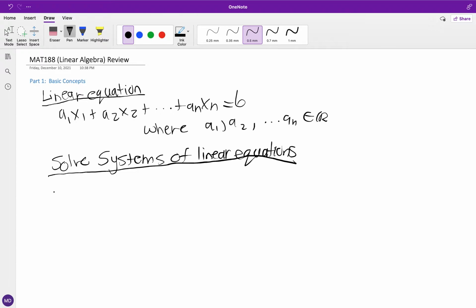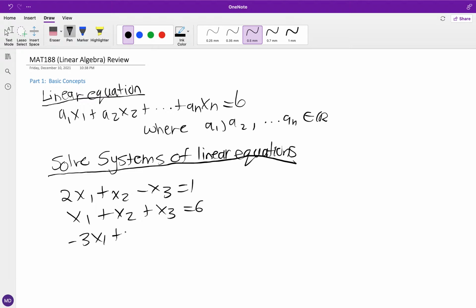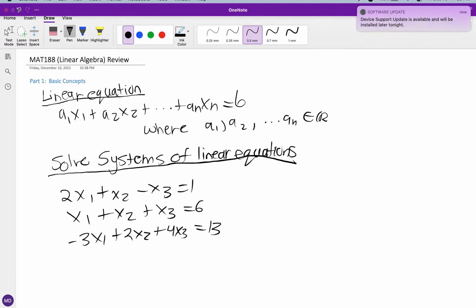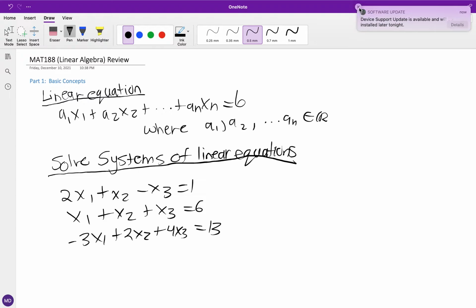So for example, take the system of linear equations 2x1 plus x2 minus x3 equals 1, x1 plus x2 plus x3 is equal to 6, and negative 3x1 plus 2x2 plus 4x3 equals 13. So say we want to solve the system of equations.